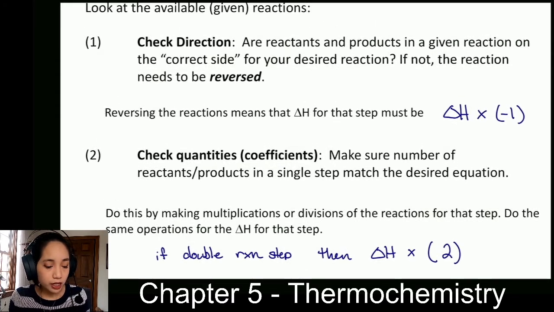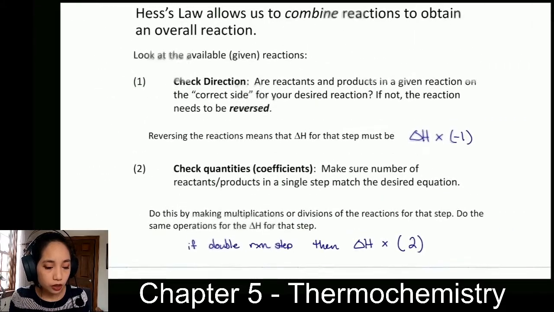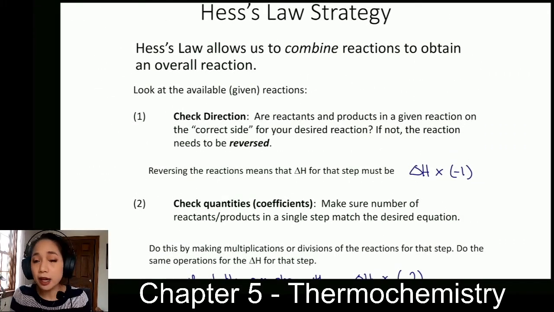All right, so these are the strategies to use when applying Hess's law to calculate a delta H value for a given reaction when you're given multiple steps.